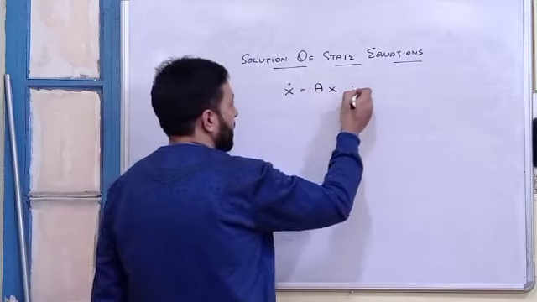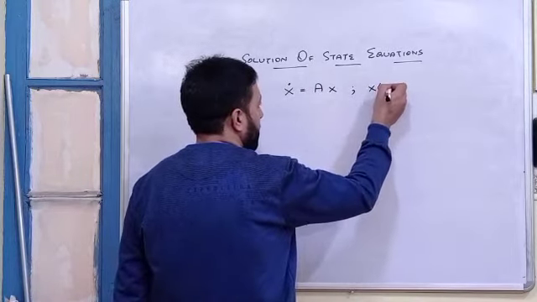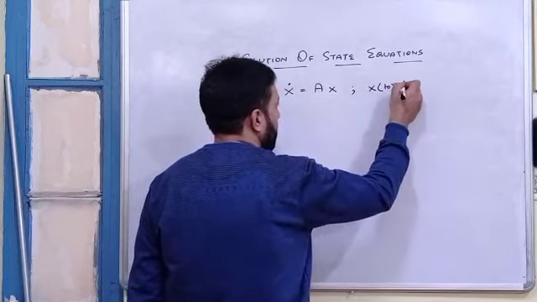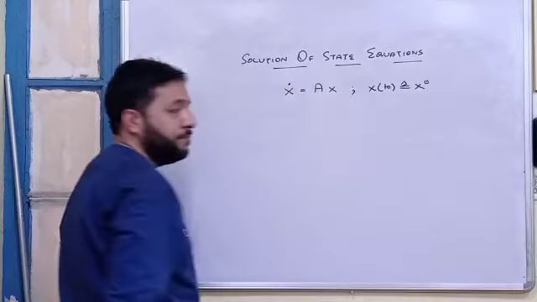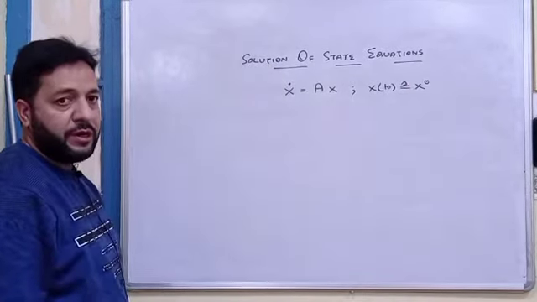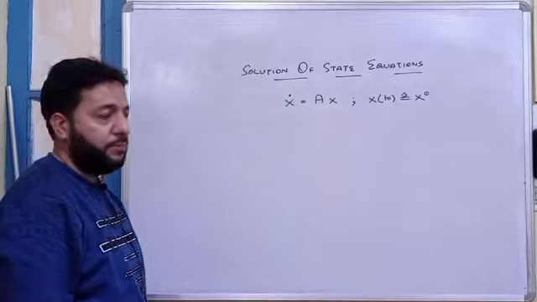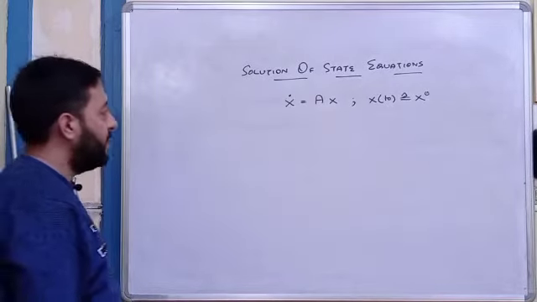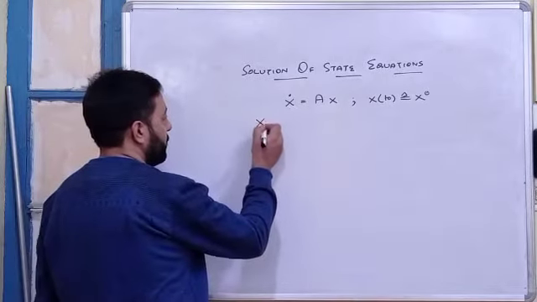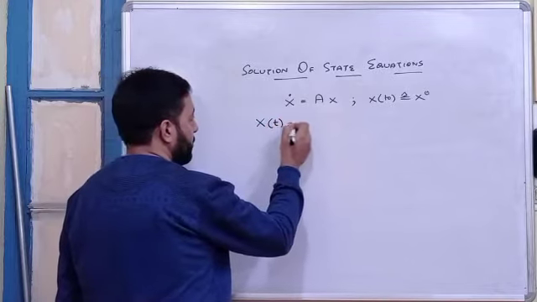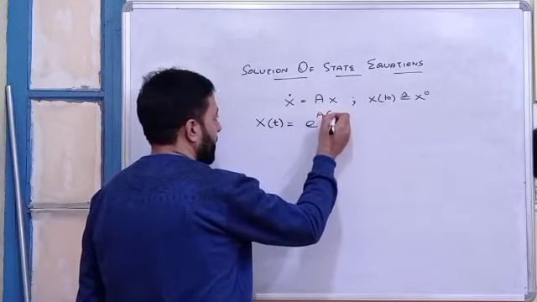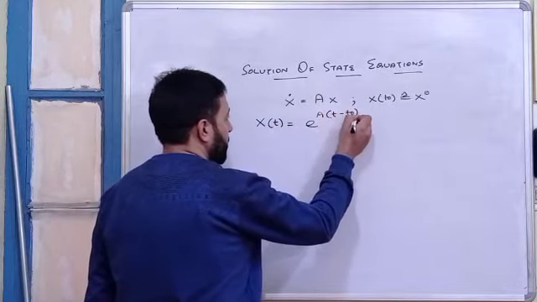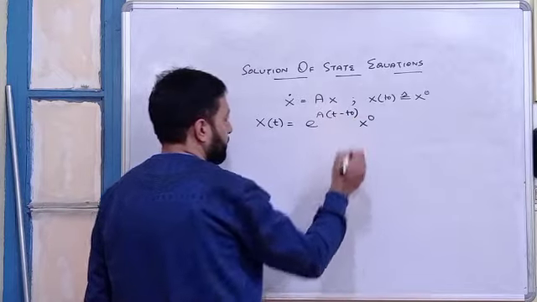Where x of t naught is defined as x naught. It's a homogeneous state equation, no input term. And we have seen yesterday that the solution of this equation is of this form: x of t is equal to e to the power A (t minus t naught) into x naught.